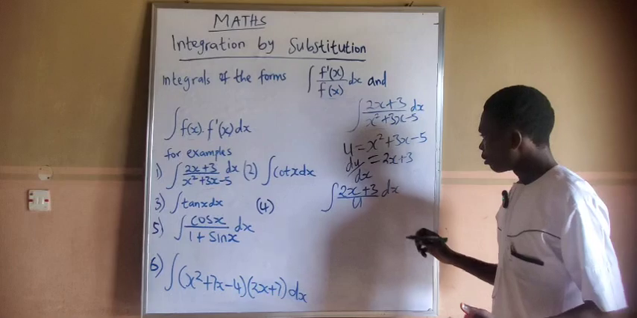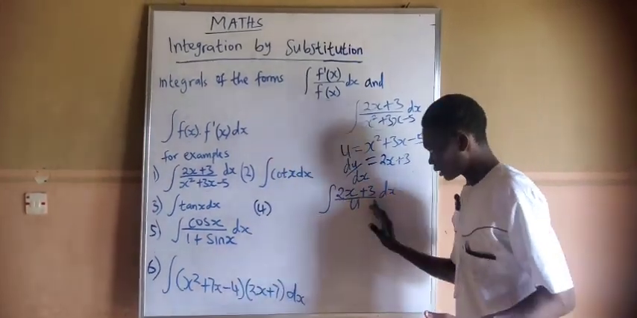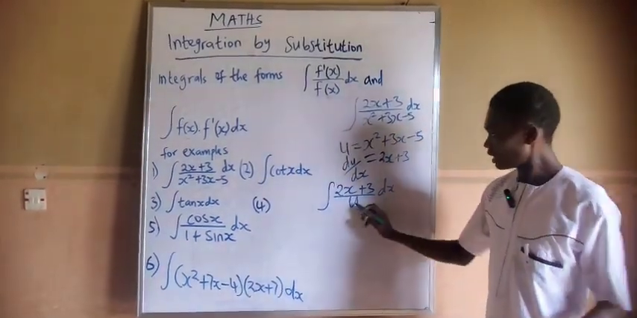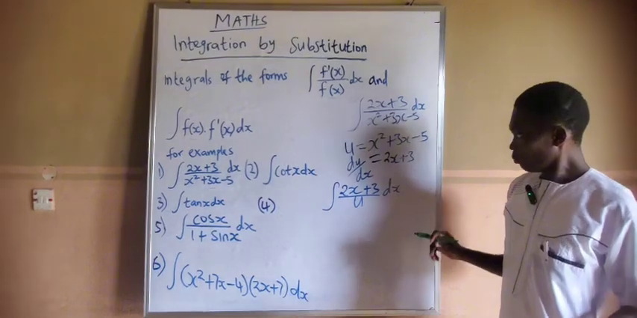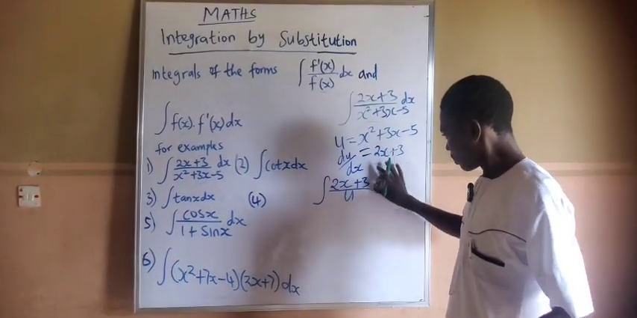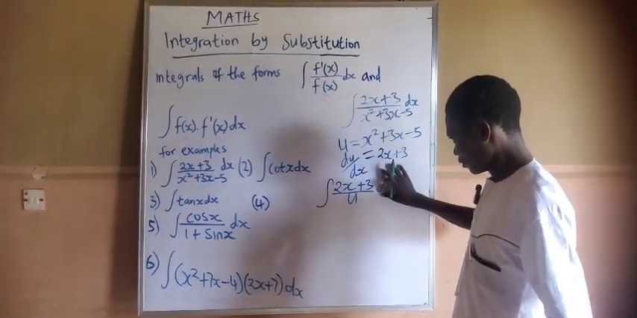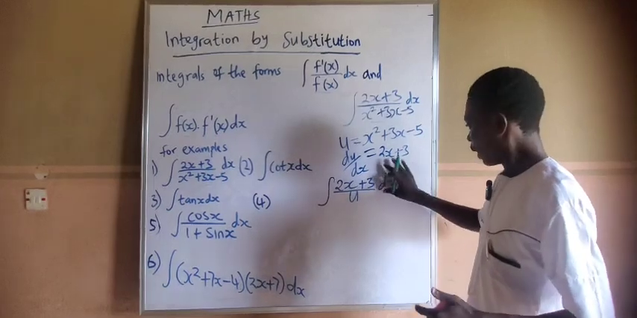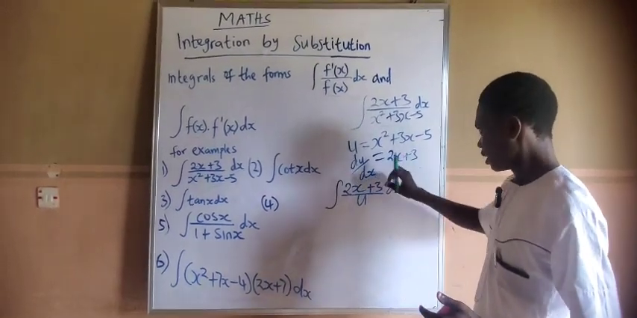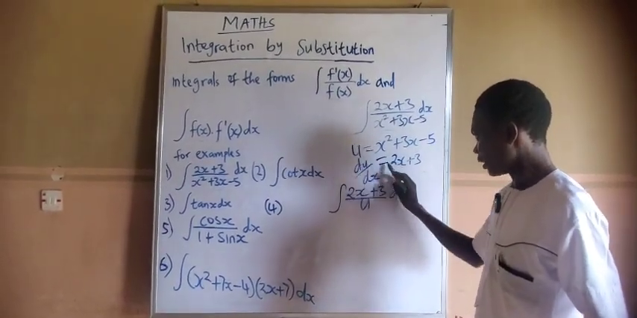Now you can't integrate like this, because this is u and this is x. Now I want to replace this dx. You will understand this better as we go. I want to replace this dx, so I will make dx the subject of the formula here.